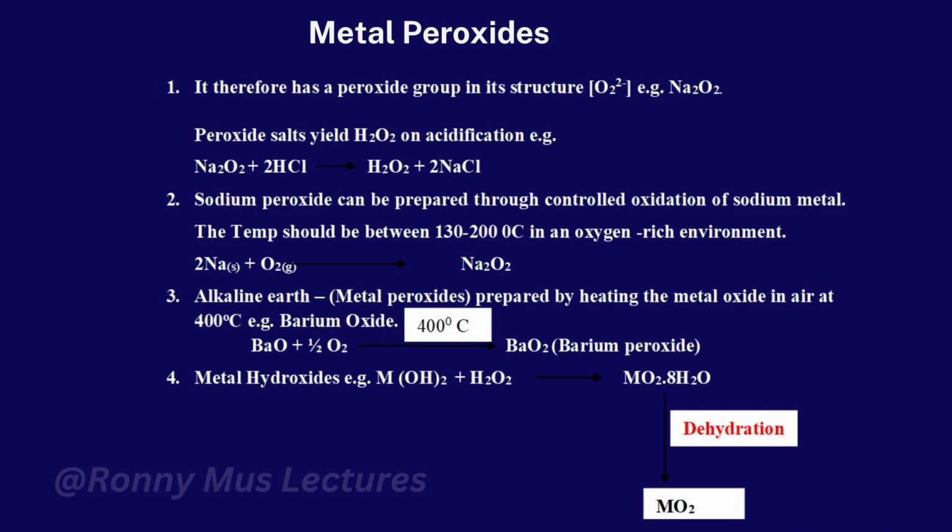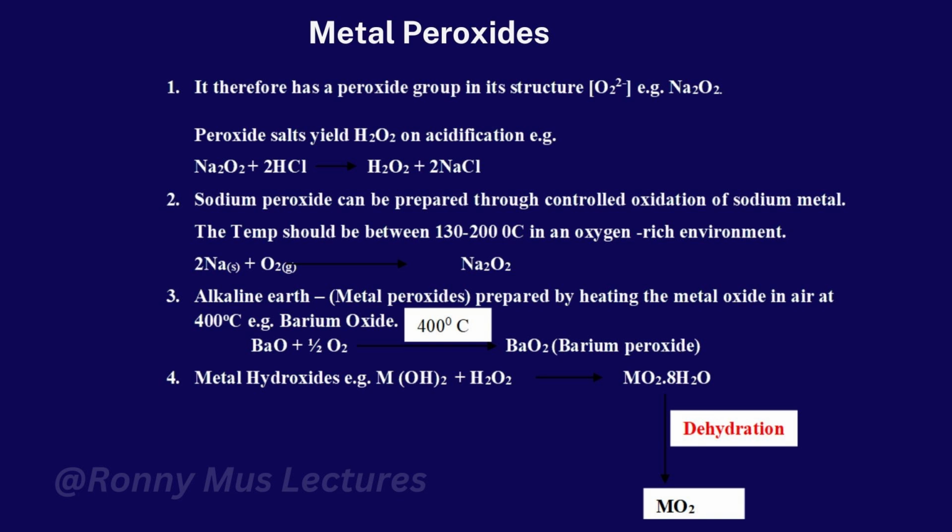Metal peroxides. They have a peroxide group in their structure, which is O2 negative. For example, sodium peroxide. Peroxide salts yield hydrogen peroxide on acidification. For example, sodium peroxide plus HCl, which is hydrochloric acid, gives you hydrogen peroxide plus sodium chloride.